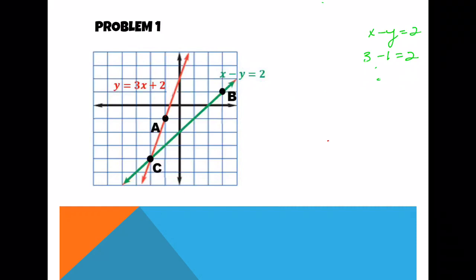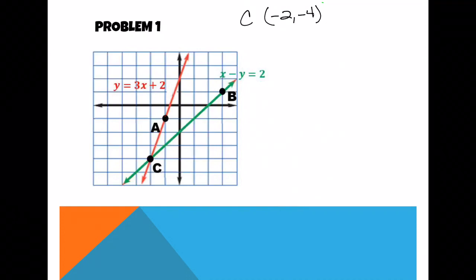Okay, let's try that again for point C. So I want you to pause the video, and I would like you to substitute in whatever the ordered pair C is, substitute in those values to both of the equations and see what you come up with. Okay, so the ordered pair C, the point C, is the ordered pair -2, -4.